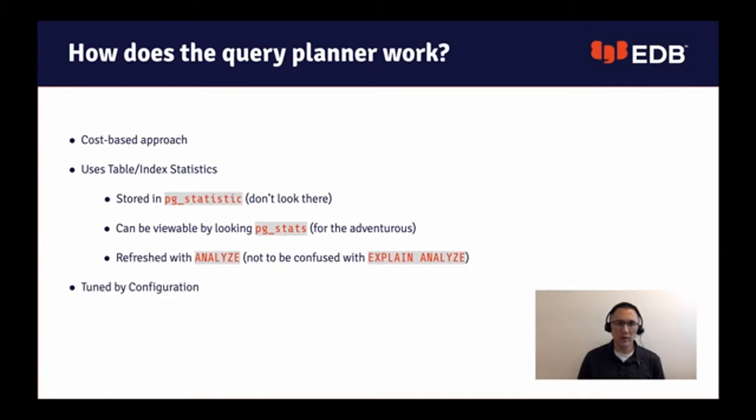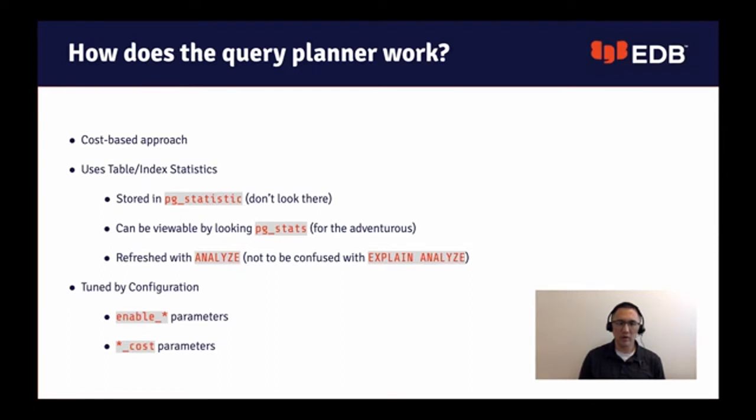The query planner also makes its choices based on the configuration that you have in postgresql.conf. It uses things like enable_*, like enable_seqscan, enable_indexscan. Those kinds of parameters, when they're turned on and off, tell the query planner, oh, I can use these methods of joining the tables or scanning the tables and stuff like that.